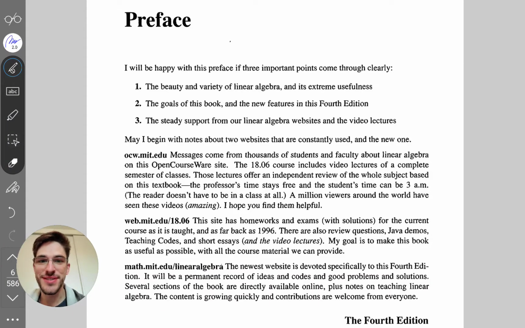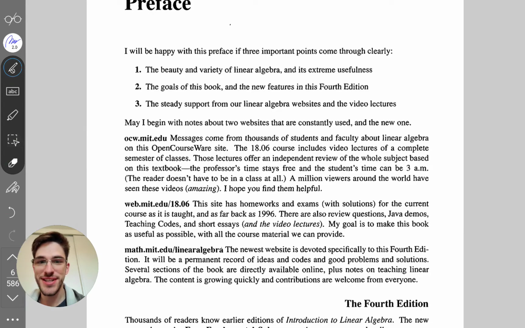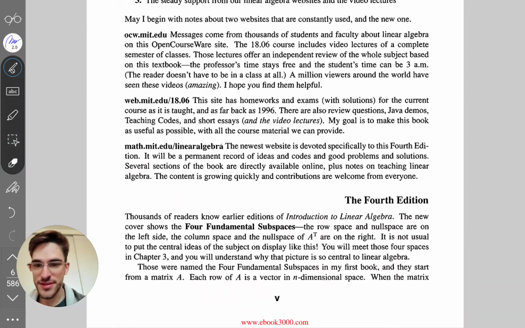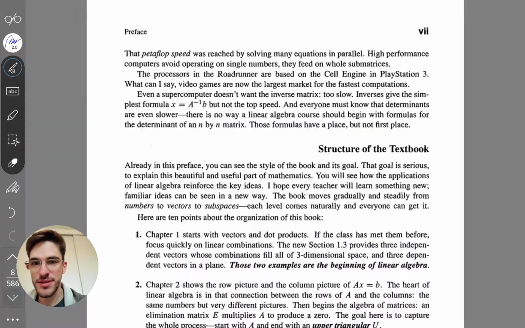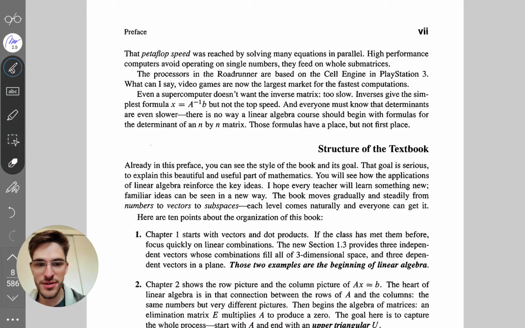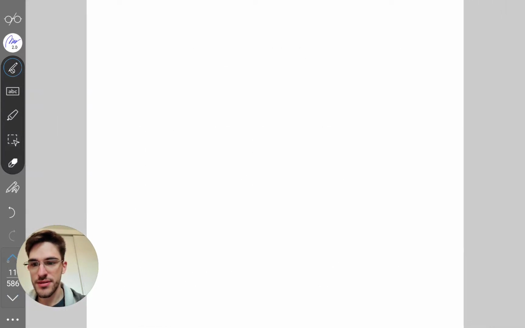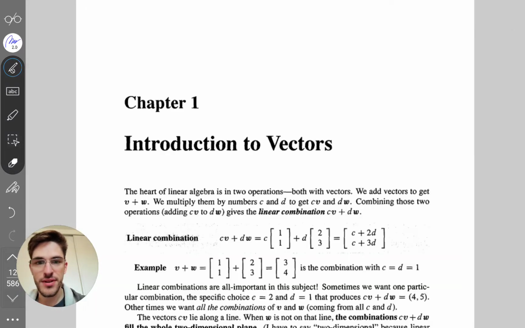All right, preface. What does it say? Linear algebra is pretty, and okay. Is this interesting? I don't think it's interesting to me. Let's skip structure. We'll see. I want to get started.